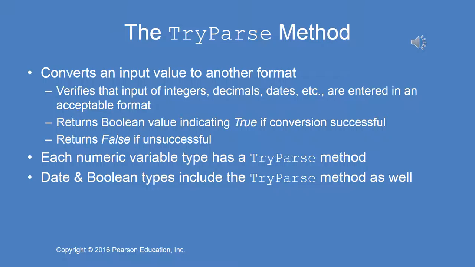Each numeric variable type has a try-parse method, and date and Boolean types also have try-parse methods. The try-parse method converts an input value to another format. So it verifies that when the user enters an integer or a decimal or a date or whatever, they've entered it in an acceptable format. It also returns a Boolean: true if the conversion was successful and false if it's unsuccessful. So if you call the try-parse method with an integer and the user entered 12.75, it will return false and it won't successfully convert that. It most likely would truncate the decimal component, which is incorrect, inappropriate. Let's take a closer look.